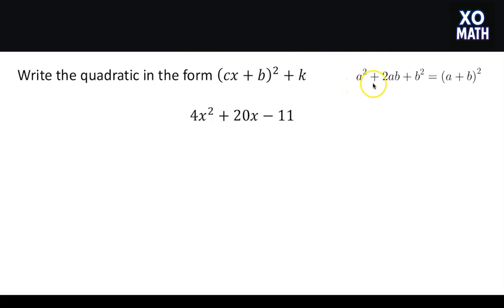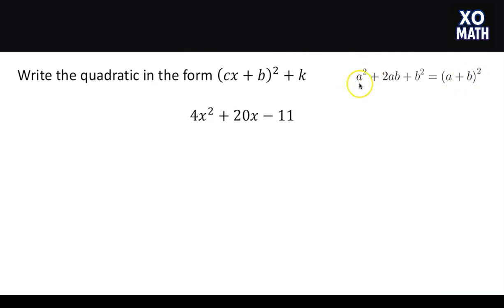If we have a squared plus 2ab plus b squared, that's going to factor to the quantity a plus b all squared. And we have a similar formula that says a squared minus 2ab plus b squared is going to factor to a minus b squared.